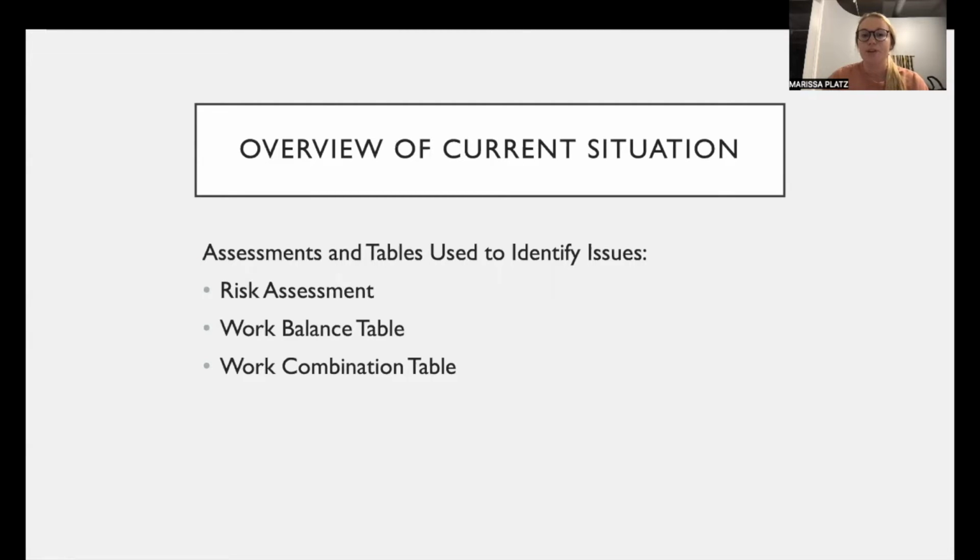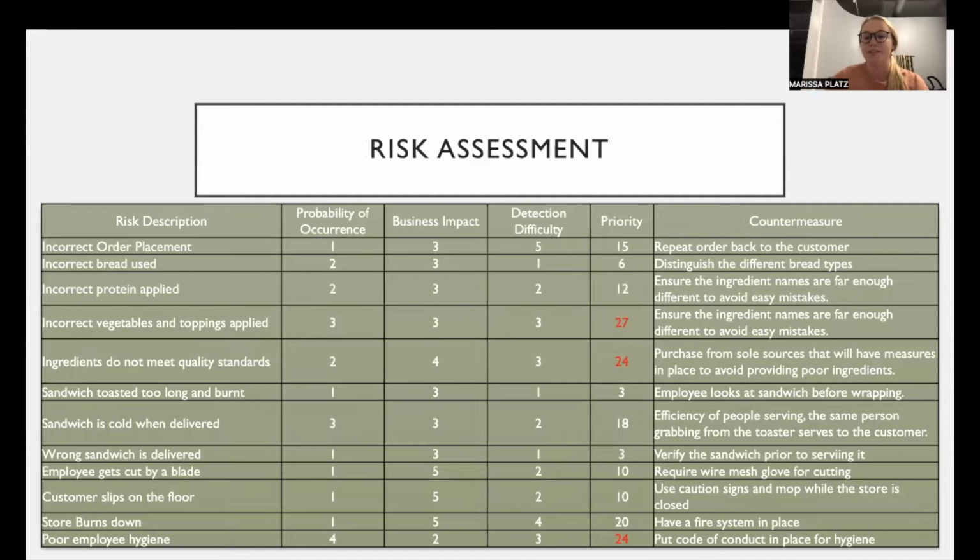The current situation that we are looking at can be reviewed with our risk assessment, work balance table, and work combination table, and these will lead us to the root cause of the problem. Within the risk assessment, the most important part is to review the high priority items, which are outlined in red below. Incorrect vegetable and toppings applied, ingredients do not meet quality standards, and poor employee hygiene. All of these have different countermeasures available. Some are noted here, but there are others that can be considered as well.